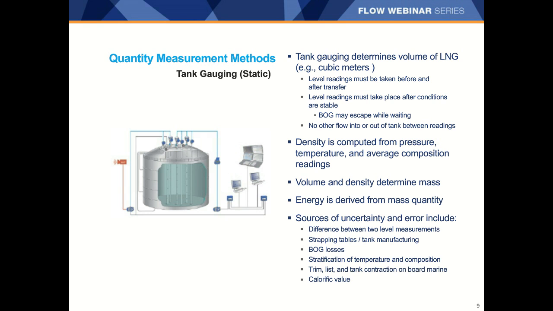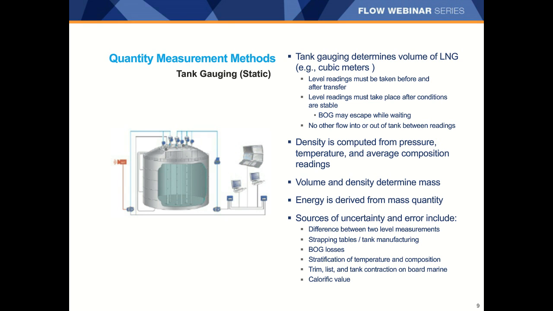There are some things to understand about the sources of uncertainty with tank gauging. First, the volume measurement requires two separate level measurements, both before and after the transfer. So all the uncertainties of each of these two measurements are combined to make the overall volume uncertainty. The level inside the tank needs to be stable at the time of both the level measurements, and if the temperature of the LNG is changing, the level will continue to rise or fall until the temperature becomes stable.